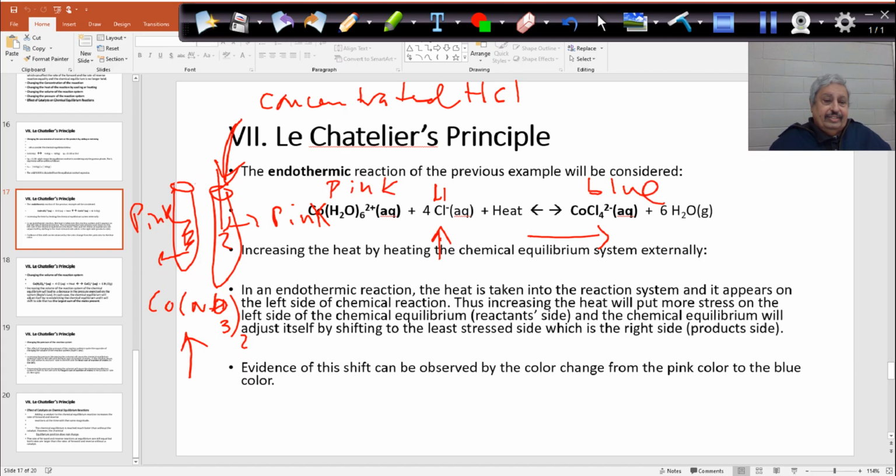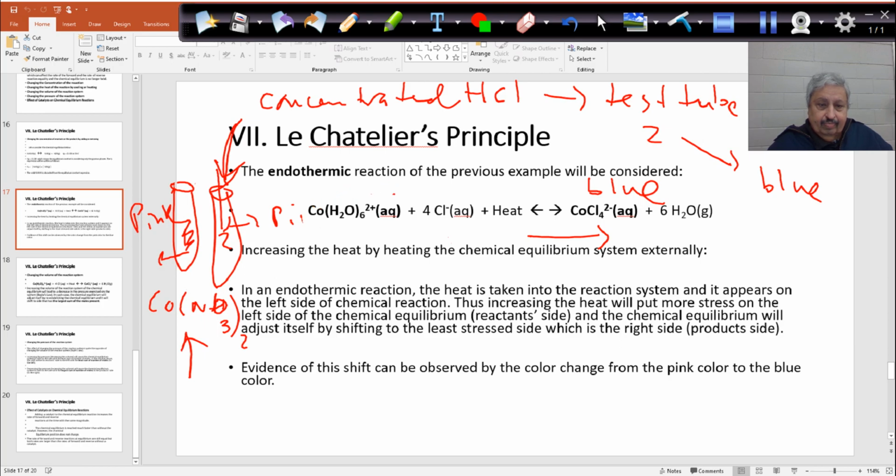So now if you add HCl to test tube number 2, it turns what? Blue. According to whatever we have here, look at this, correct? So here it is. We added this, it came at the beginning pink and then turns blue. So this is pink, this is blue.